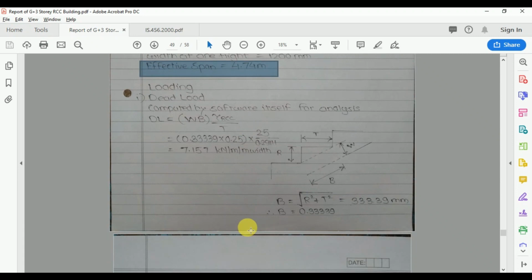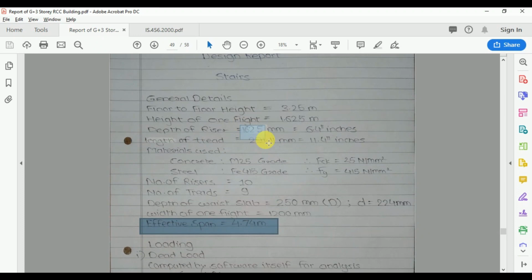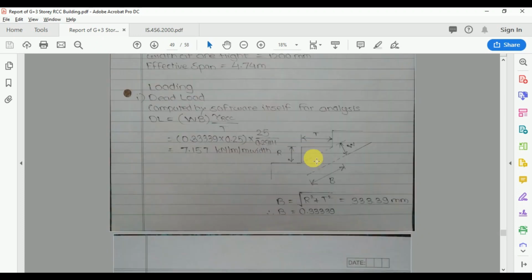Now the first thing is we need to consider the loading of the staircase itself and the loading coming over the staircase. For the calculation of the dead load of the staircase, we require the dimensions of the steps and the depth of the waist slab. Here our waist slab depth is 250 mm, whereas the step dimensions are 162.5 mm and 291.11 mm respectively. In the calculation we require the value of B, which is the hypotenuse if we consider this step as a right angle triangle.